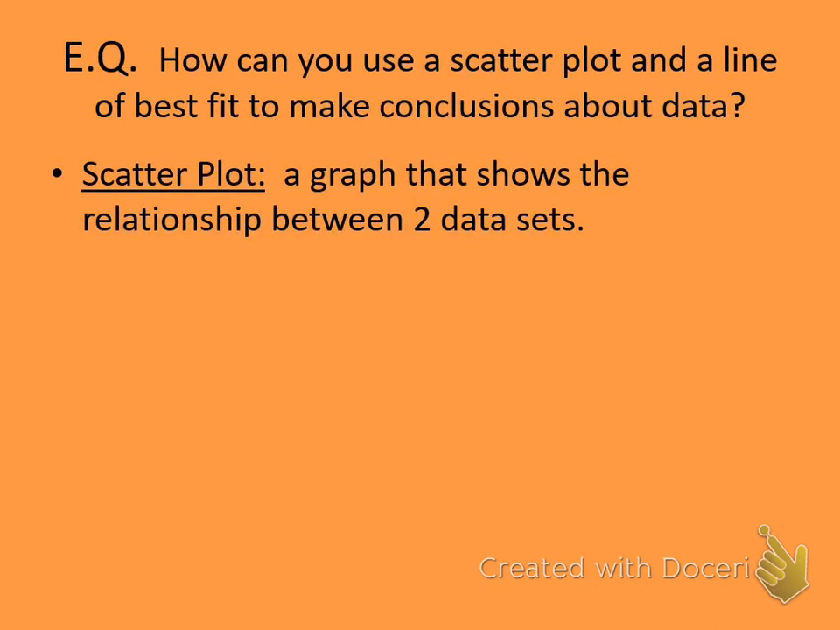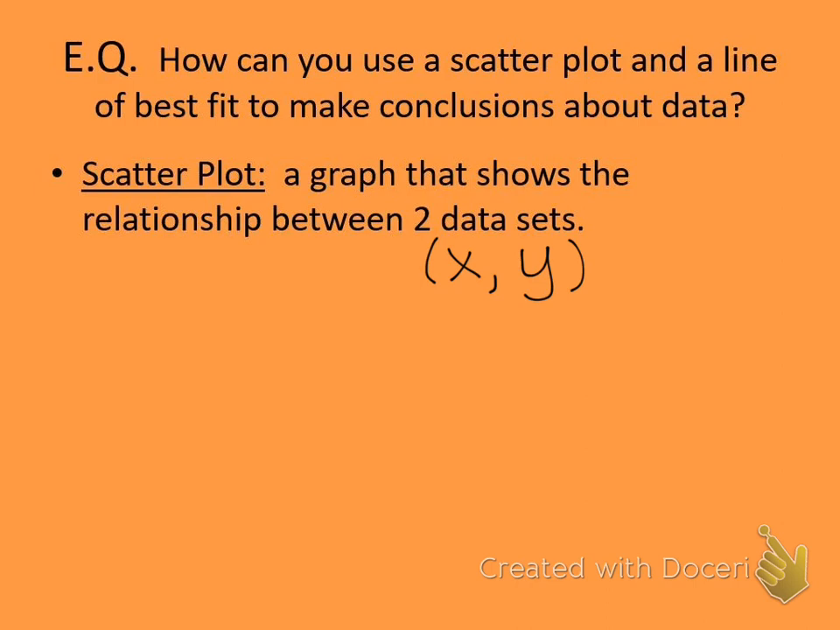So our essential question, how can you use a scatterplot and a line of best fit to make conclusions about data? Well, what is a scatterplot? A scatterplot is a graph that shows the relationship between two data sets, however you say that word. All right. But if we're talking about a bunch of points, then how are we representing two data sets? Well, it's because in your ordered pair of X and Y, the X represents one part of the data and your Y represents the second part of your data.